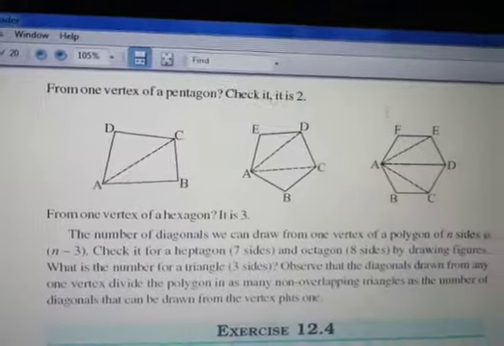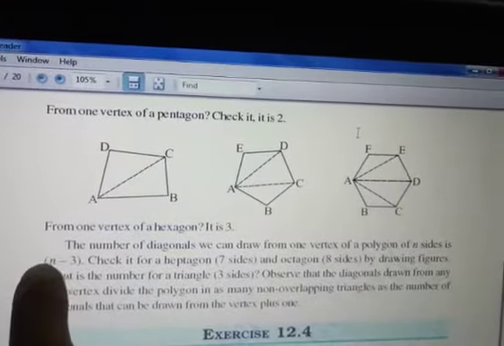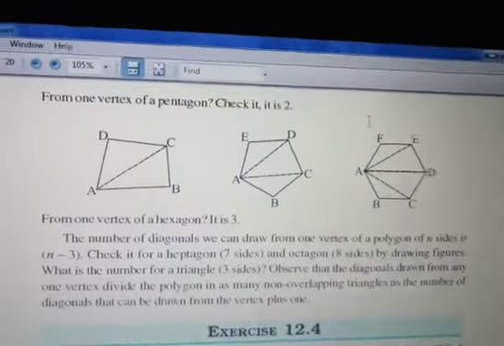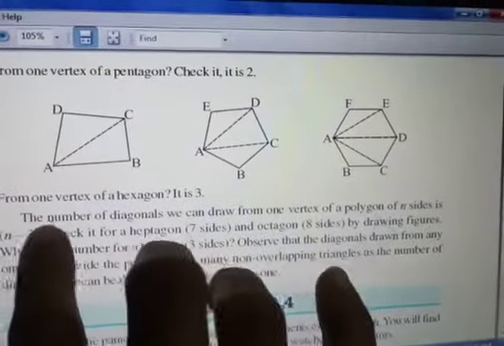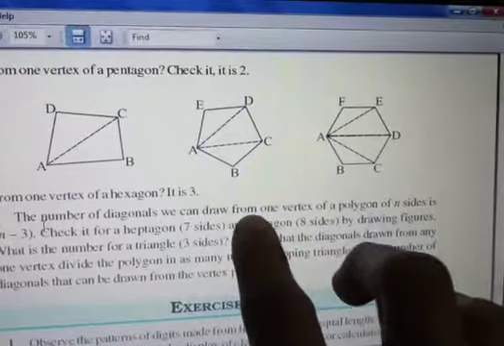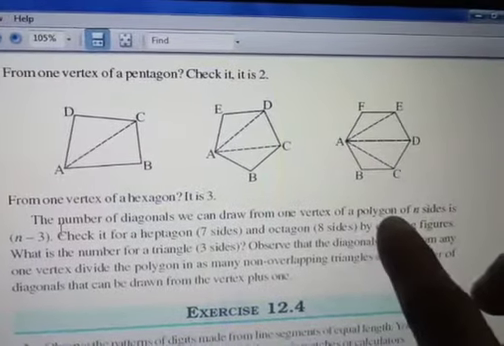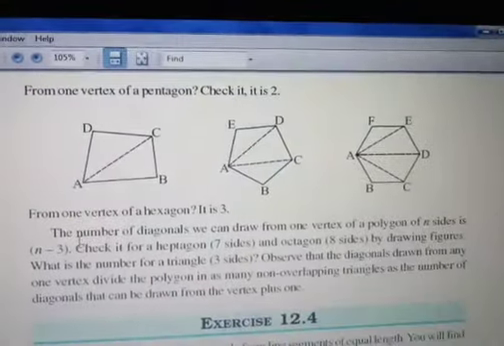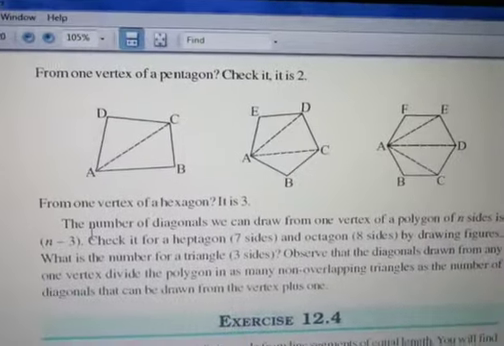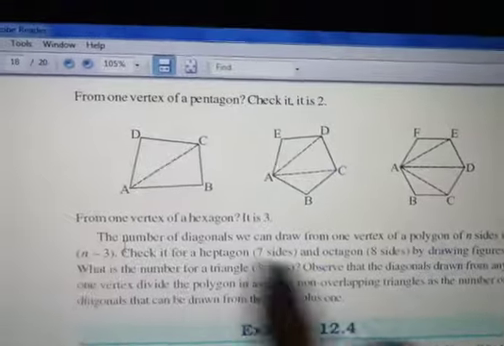So that formula will be represented using an expression, which is nothing but n minus 3. Okay, then here you can underline it. The number of diagonals we can draw from one vertex of a polygon of n sides is n minus 3. So if a figure is given, you can easily find how many diagonals will be there for that figure by using this n minus 3 formula.